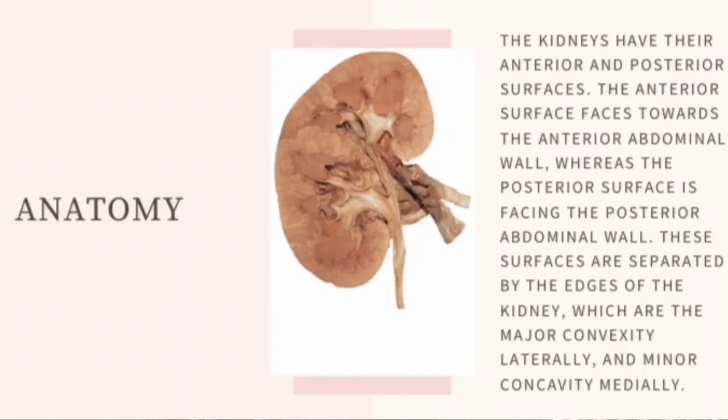Next one is the anatomy. The kidneys have anterior and posterior surfaces. The anterior surface faces towards the anterior abdominal wall, whereas the posterior surface is facing the posterior abdominal wall. These surfaces are separated by the edges of the kidney, which are the major convexity laterally and minor concavity medially. The center of the minor concavity is marked as the hilum of the kidney, where the renal artery enters the kidney and the renal vein and ureter leave the kidney.